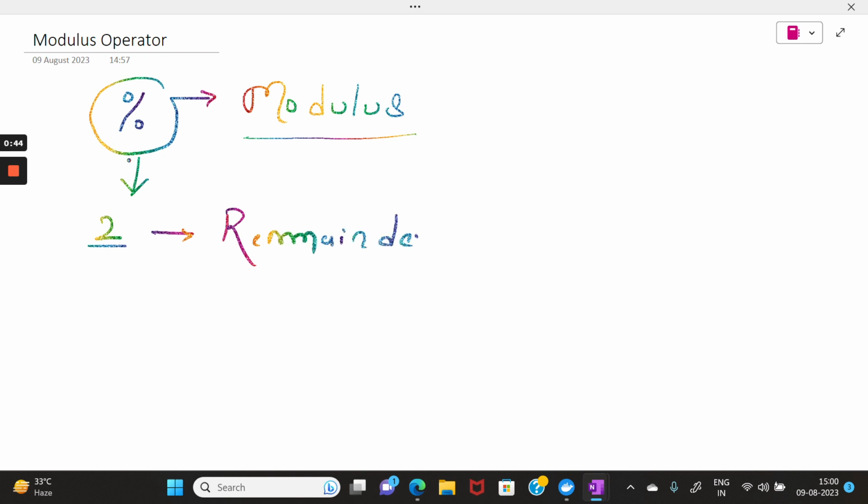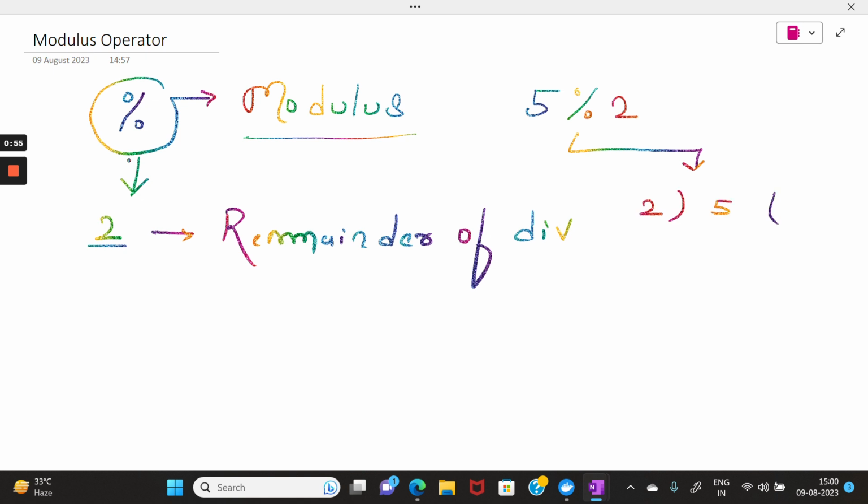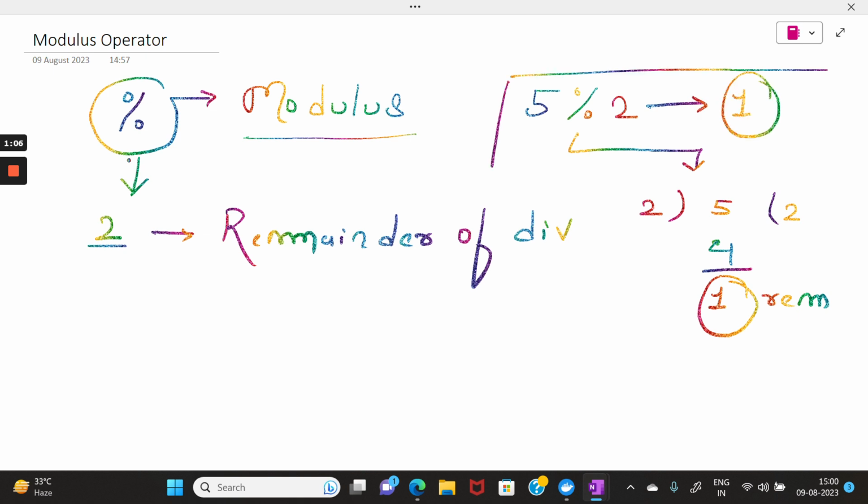Okay, so how does it give the remainder of the division? Like if you do 5 modulus 2, then it will be something like we are dividing 5 by 2 and then we are getting 1 as the remainder. So this operator will give a result of 1. I hope this is clear. What does this operator do? It gives the remainder when one number is divided by another number.